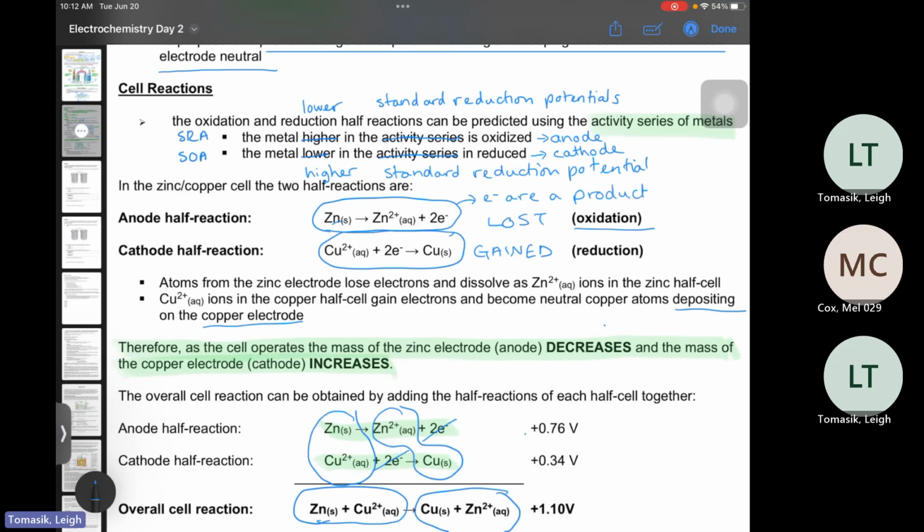Okay, when we write down the anode and cathode half reactions, we can also look up their electrical potential. The electrical potential is how much energy we get from running the half reactions. And if we run the half reactions together, we can get a total potential or total energy.